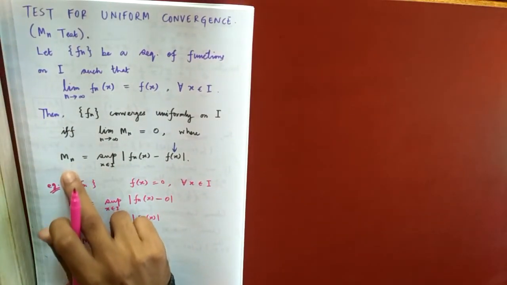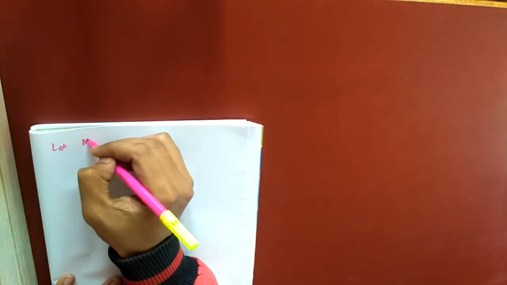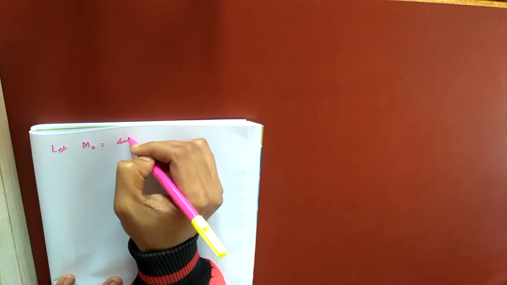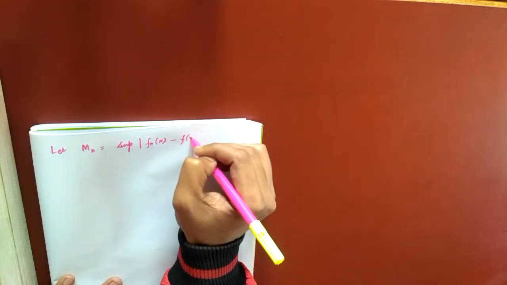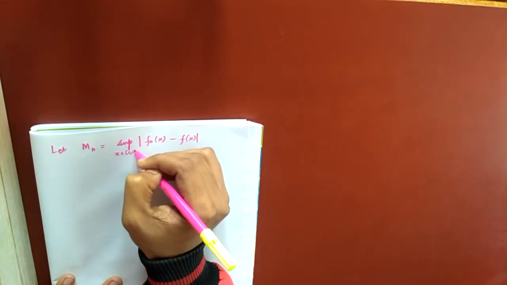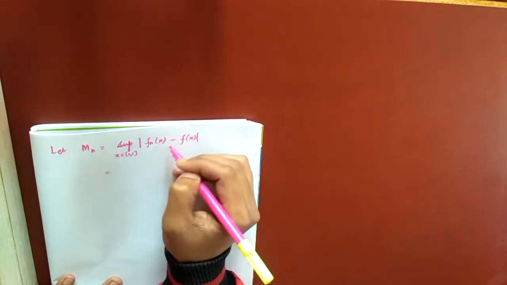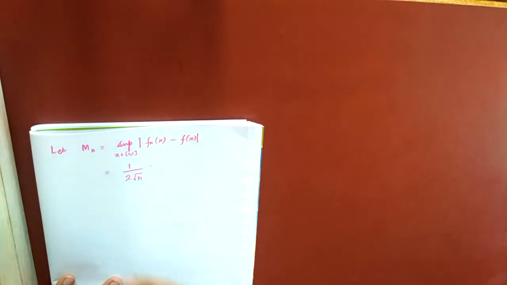So I'll write that. Let Mn equal the supremum of |fn(x) minus f(x)|, x from the domain. Here the domain is [0, 1]. So what is the maximum value of this quantity? We just calculated it is 1 by 2 root n. Did you get my point? How do we find Mn?